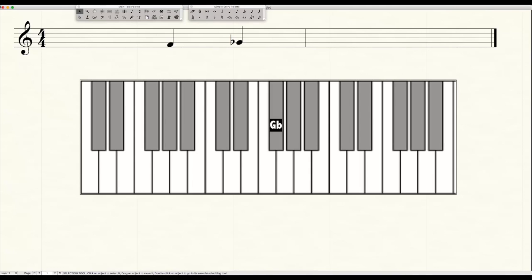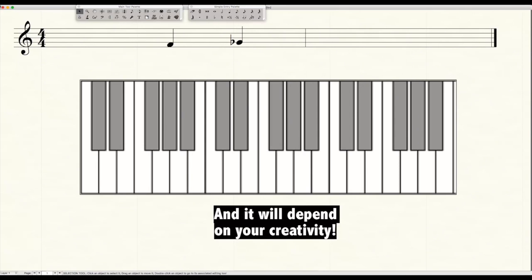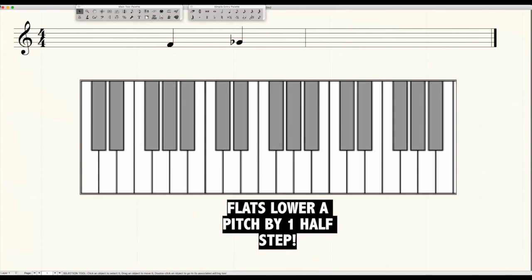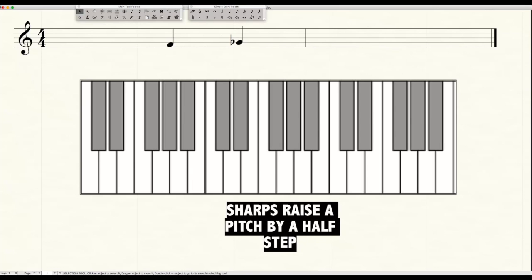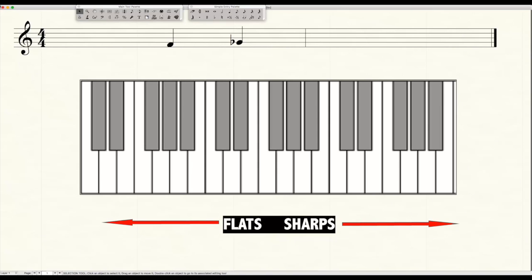And you're probably wondering why that is, or how am I ever going to use that? Well, it depends on the key signature you're in, which we're going to discuss later on. And it depends how you want to affect your notes. Okay? So just accept for now that flats lower a pitch by a half step and sharps raise a pitch by a half step. Okay? Flats go down, sharps go up. All by a half step.